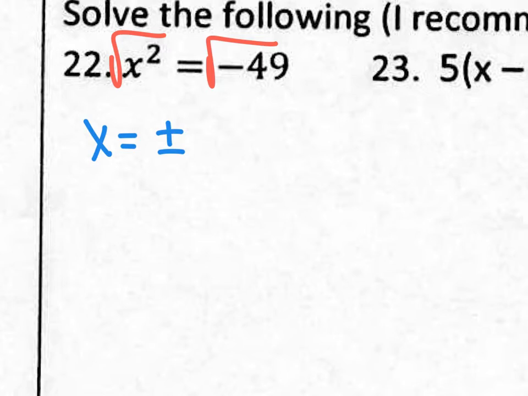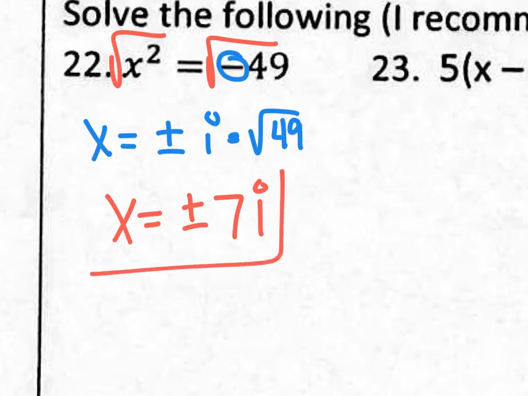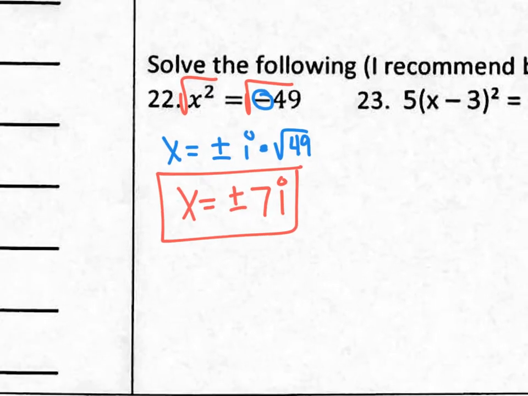Now, remember, this negative sign is really going to become an i, and you do have times the square root of 49. No more negative. But keep in mind, that square root of 49, that's a nice, beautiful answer. It's going to be 7. So your final answer is going to be x equals plus or minus 7i. Okay? Now, you need all of that on your answer column to get your full points.